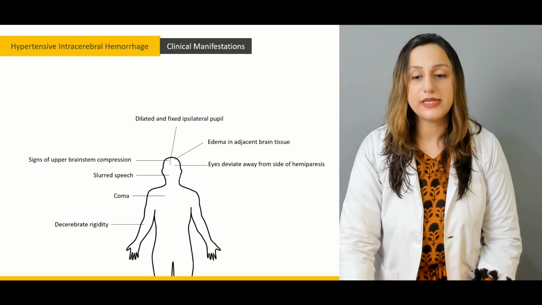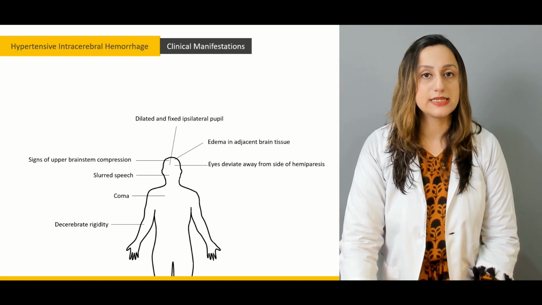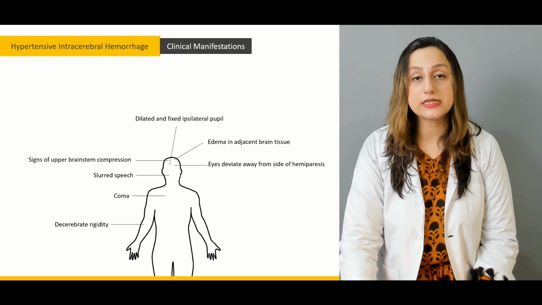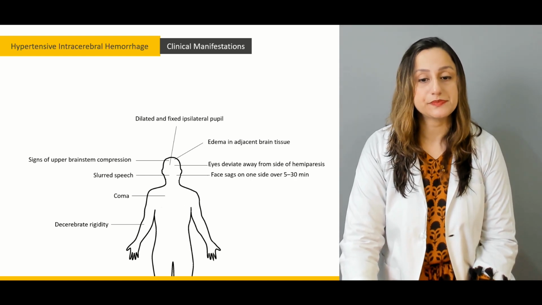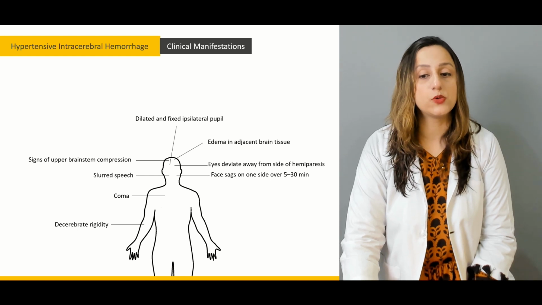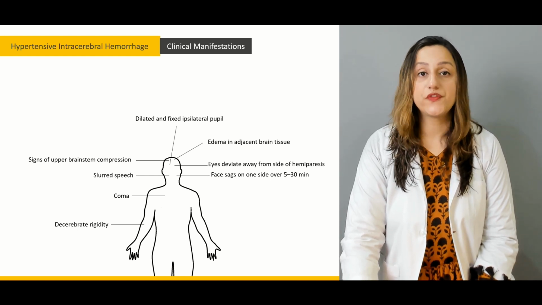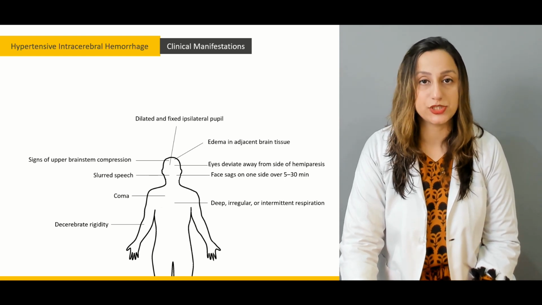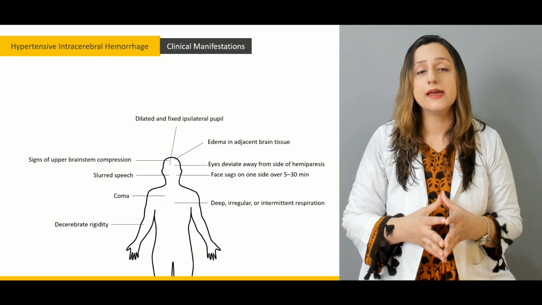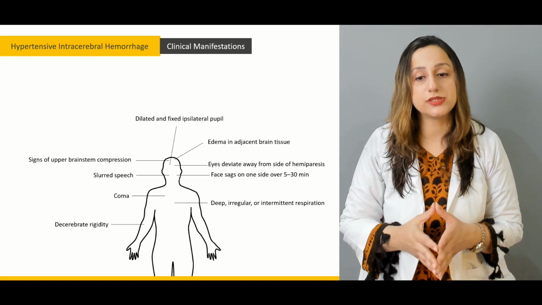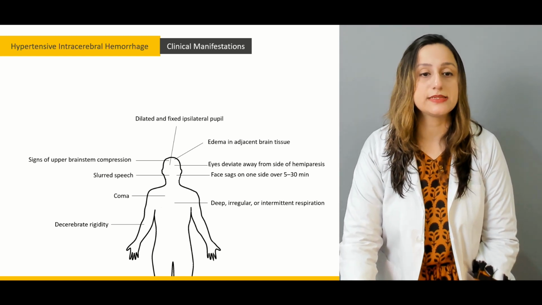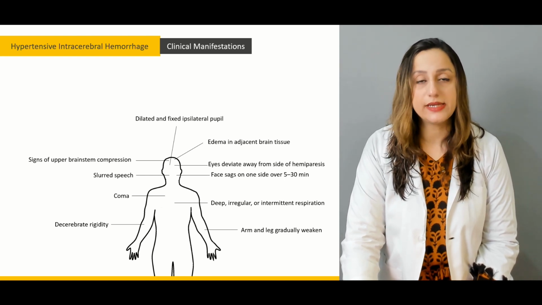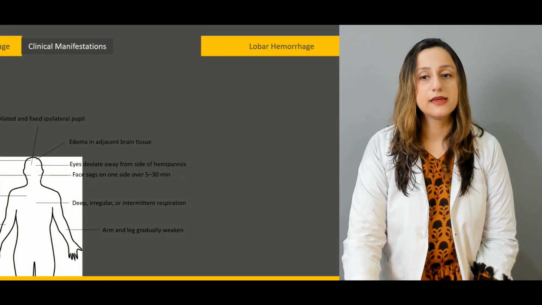Eyes usually deviate away from the side of hemiparesis in such patients, who usually present to you after an attack of hypertension. The face sags on one side over 5 to 30 minutes, and there is deep, irregular, or intermittent respiration. Arms and legs gradually weaken in such patients.